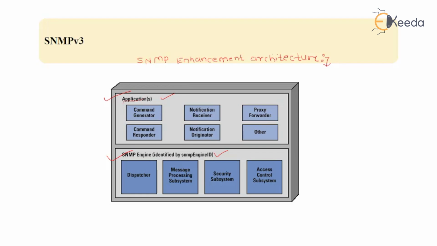So what we have to explain in that, we can easily observe the block diagrams, and every block is able to perform its own function. In the application layer, there are many blocks, which are command generator, notification receiver, proxy forwarder, command responder, notification originator and others. And in the SNMP engine, there are blocks which are dispatcher, message processing subsystem, security subsystem, access control subsystem, and so on. Now we have to understand the function of every block.